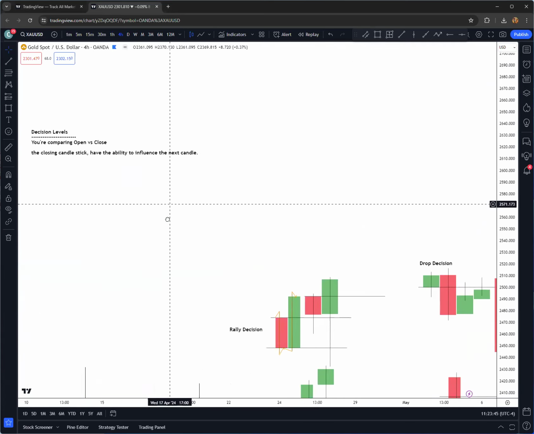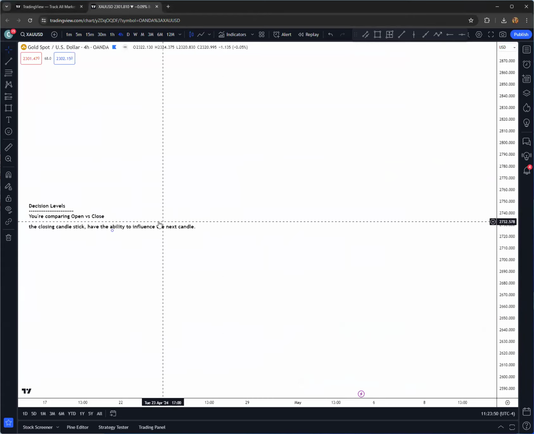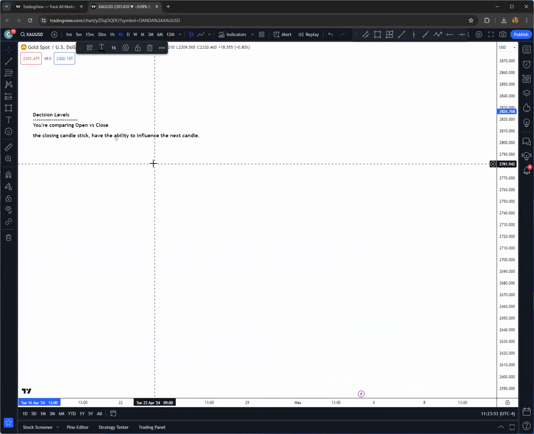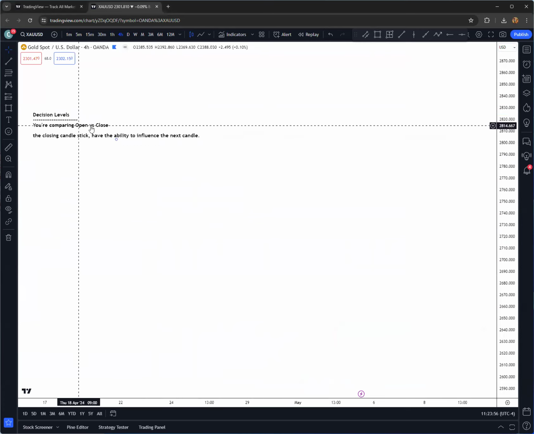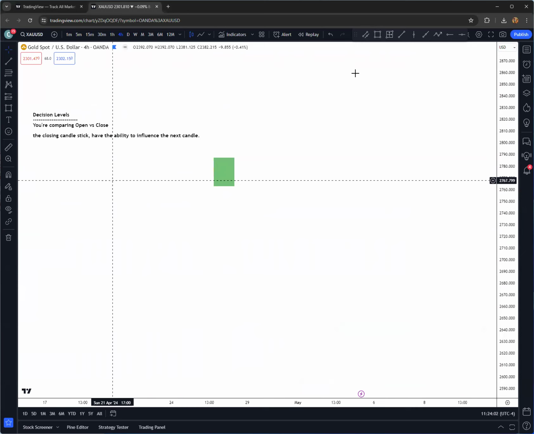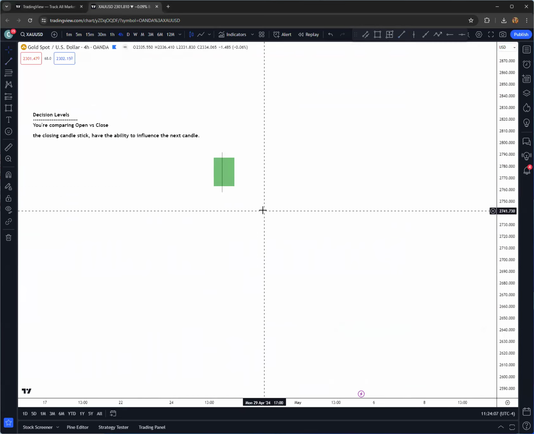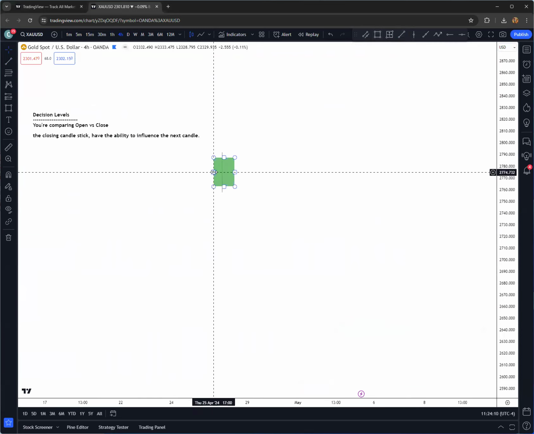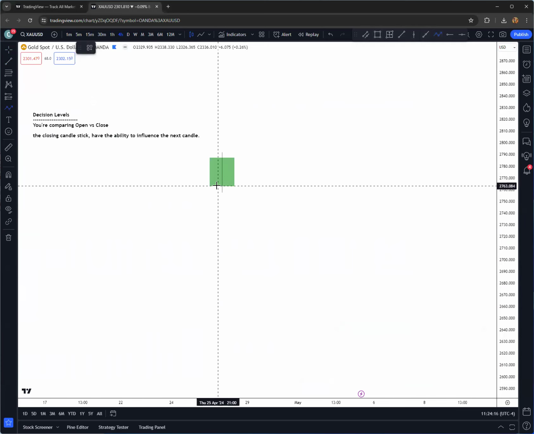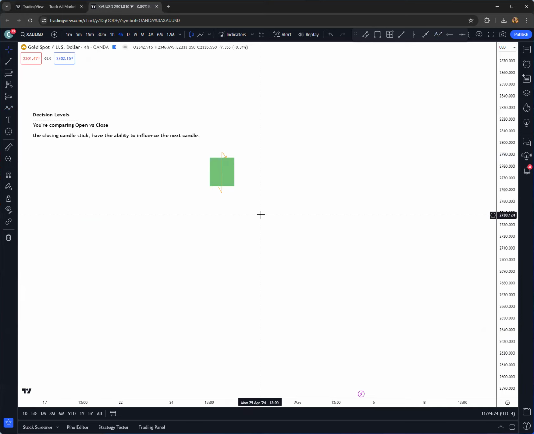So decision level. With decision level, all your focus is on the closing of the most current candle versus the open of the previous candle. So let's say that this candle opened like this. You hear people talk about the open, the high, and the low. What you need to know is that the candle opened here, it went up, it went here to make a low, it came up here to make the high, and then the candle closed here.